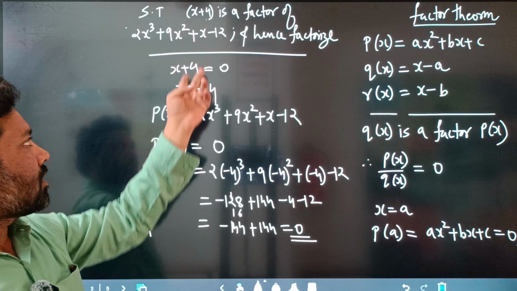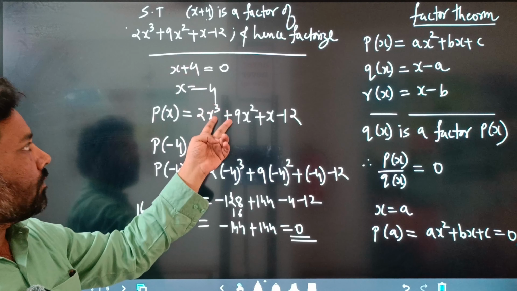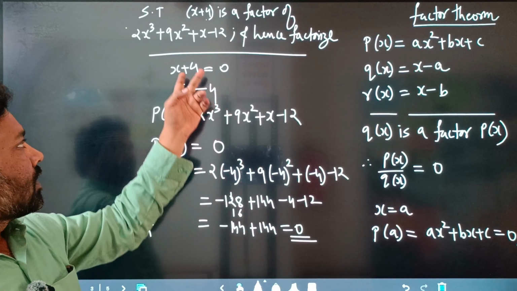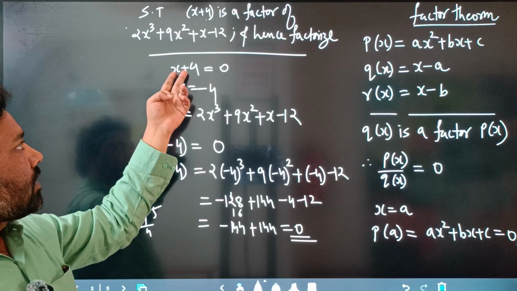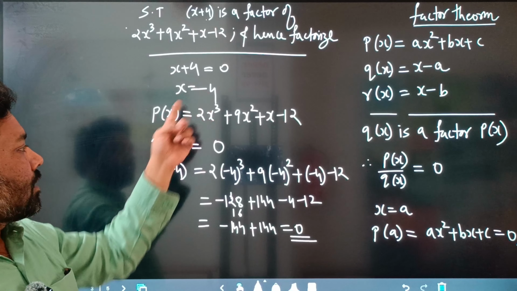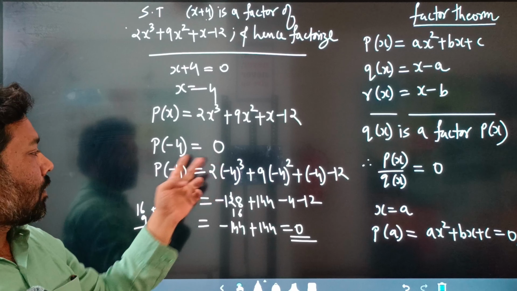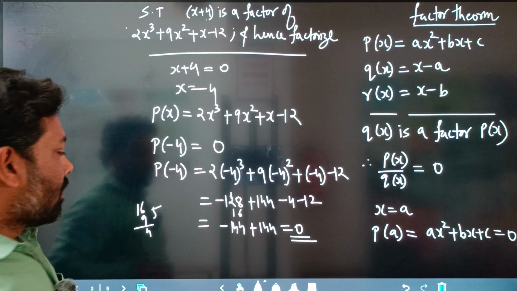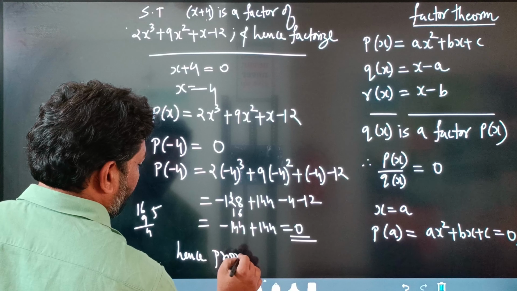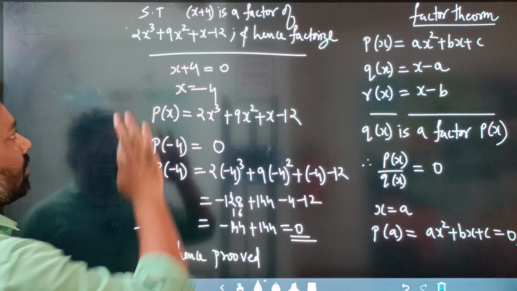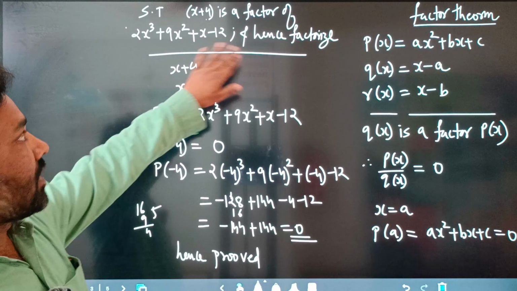So that means when p of x is divided by x plus 4, we should get 0. That is what the factor theorem says. Then using the remainder theorem, substituting x equal to minus 4, we should get 0, and ultimately we get 0. So we can conclude, hence proved.